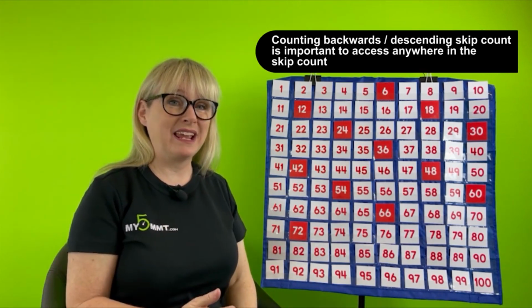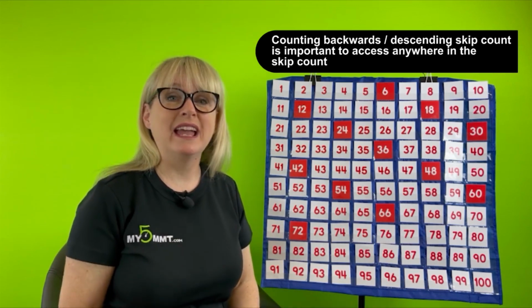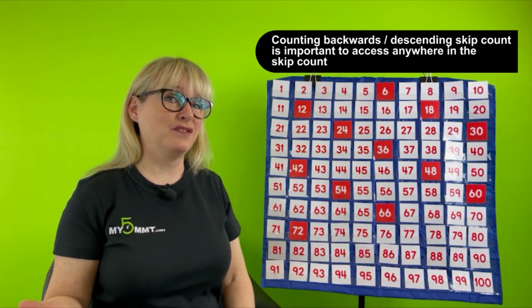What was the number just before 54? I say 48. So 8 sixes are 48. So using the backward count is a great skill. It helps us move anywhere, as well as it helps us in division.